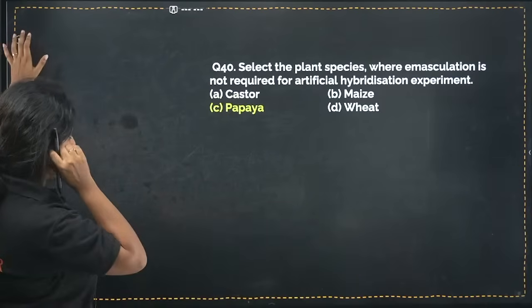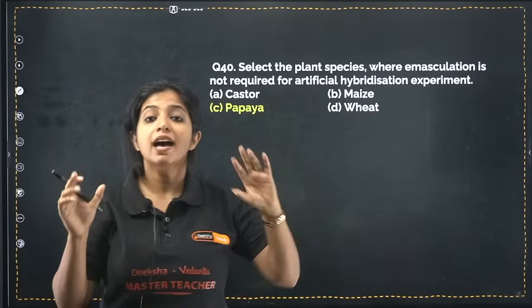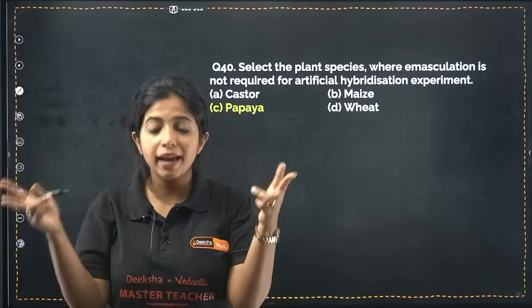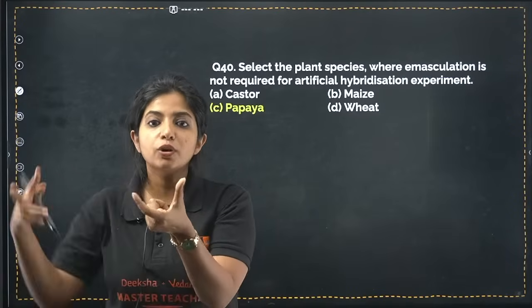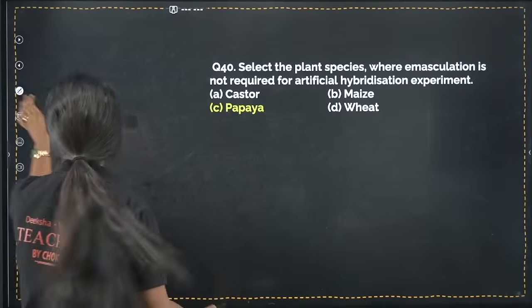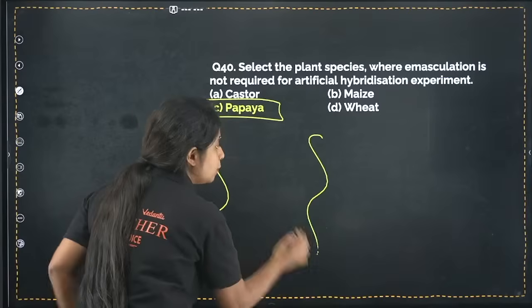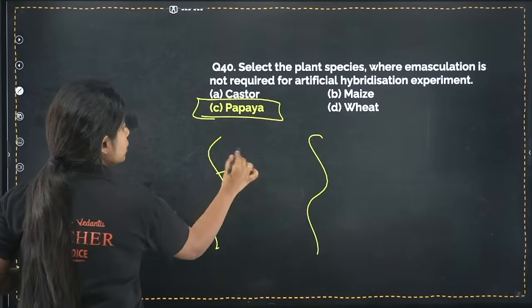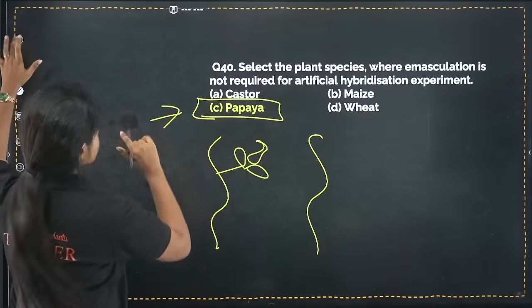Okay, nothing else. So, select the plant species where emasculation is not required in artificial hybridization. Emasculation means removal of male parts. If the plant is having only female flowers, do you require emasculation? No. So, that is an example. Papaya is a unisexual plant. It will have female plant and male plant separately, so you do not have the male part in the female plant. It is going to be papaya. That is going to be the answer for this.